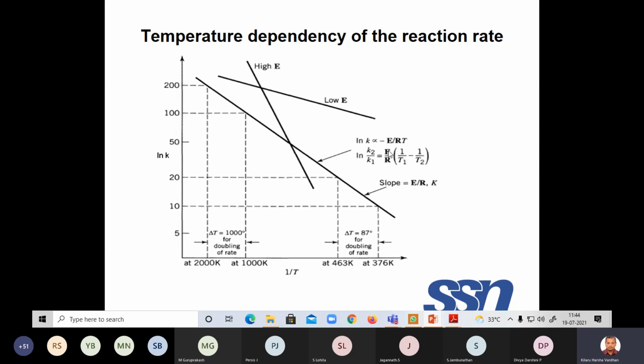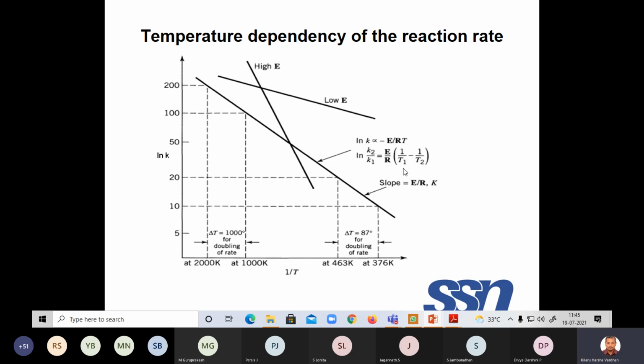If it is not given in the problem, you'll be given experimental data. From experimental data, you can draw a curve between Ln K versus 1 by T, then find the slope, and then you can get E. That E you can substitute here and calculate. You know T1, T2 and K1, so you can calculate K2. That is how the rate changes with respect to temperature.